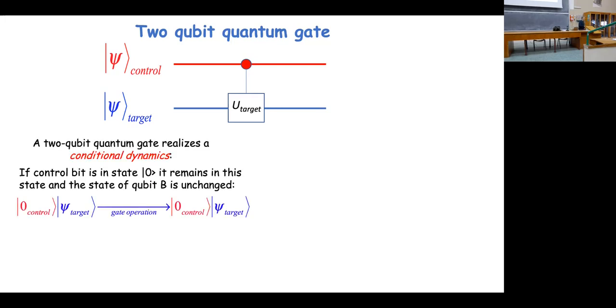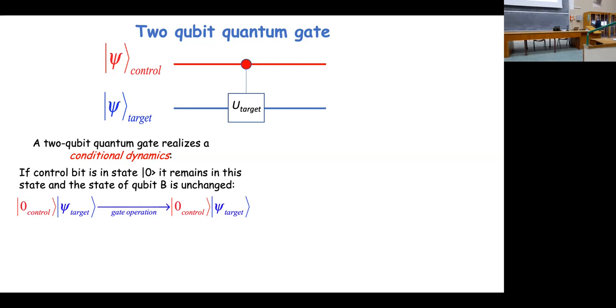What is this conditional dynamics? If the control is in state 0, nothing happens to the target. But if the control is in state 1, the target undergoes a unitary evolution, which I have called U target. And another important point is that the state of the control does not change. If it's 0, it remains 0. If it's 1, it remains 1. So the control is unchanged, but it determines how the target will evolve.